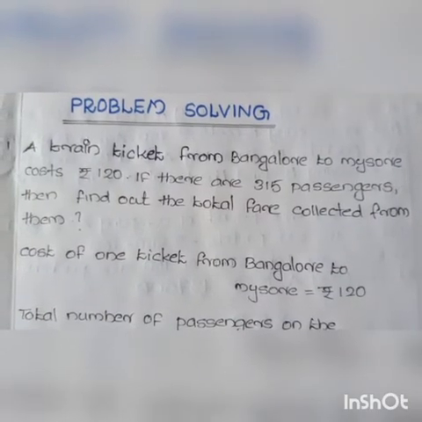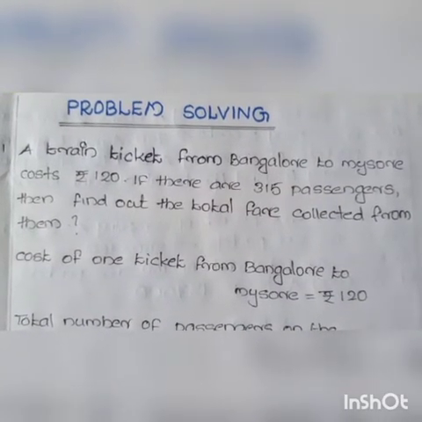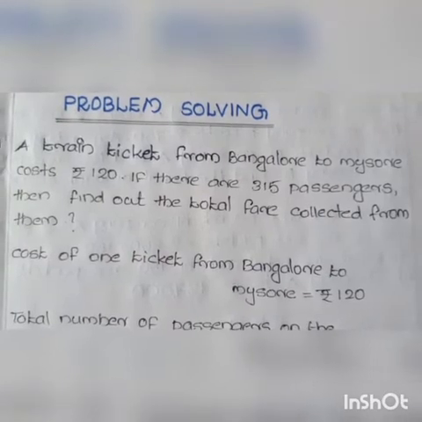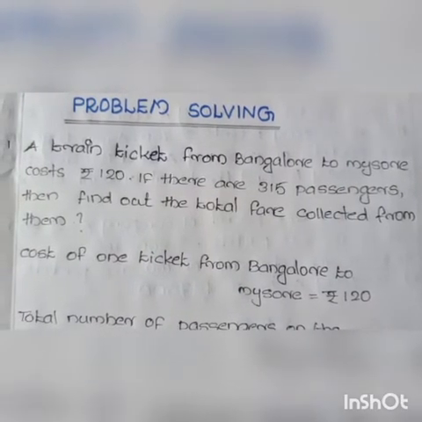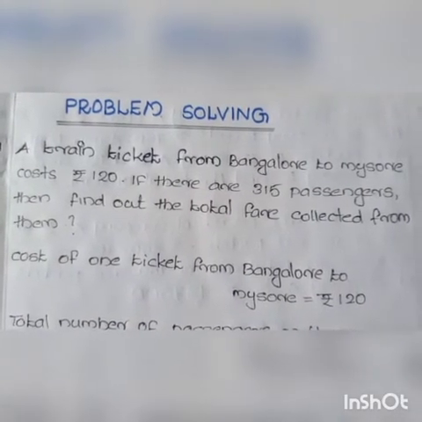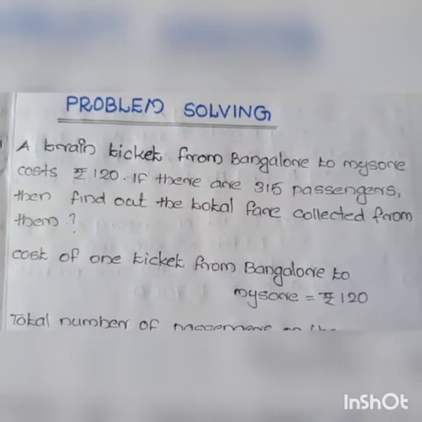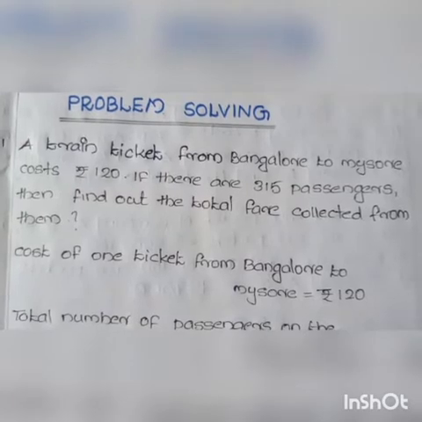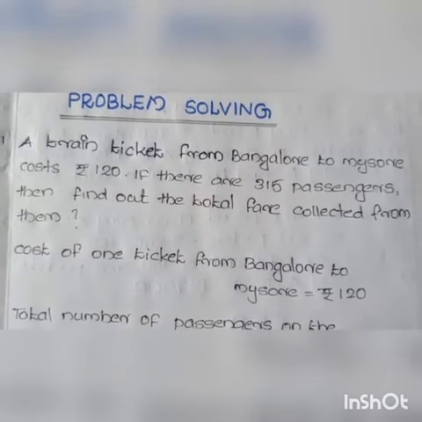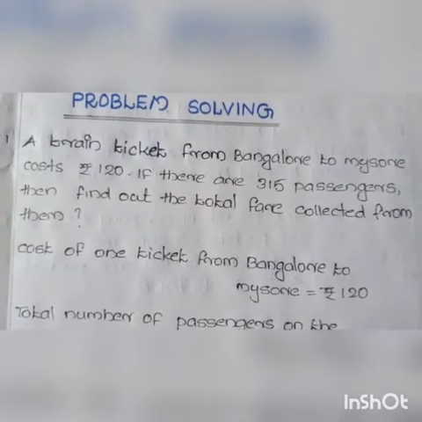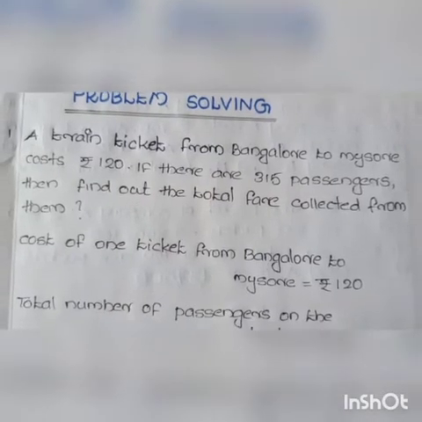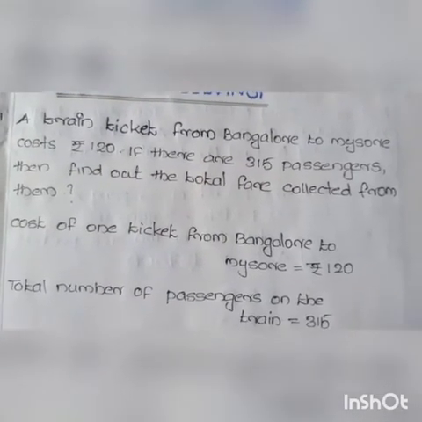Now students, after doing the multiplication sums, let's do the problems related to multiplication in statement form. Today we take the question, and the question says a train ticket from Bangalore to Mysore costs rupees 120. If there are 315 passengers, then find out the total fare collected from them.